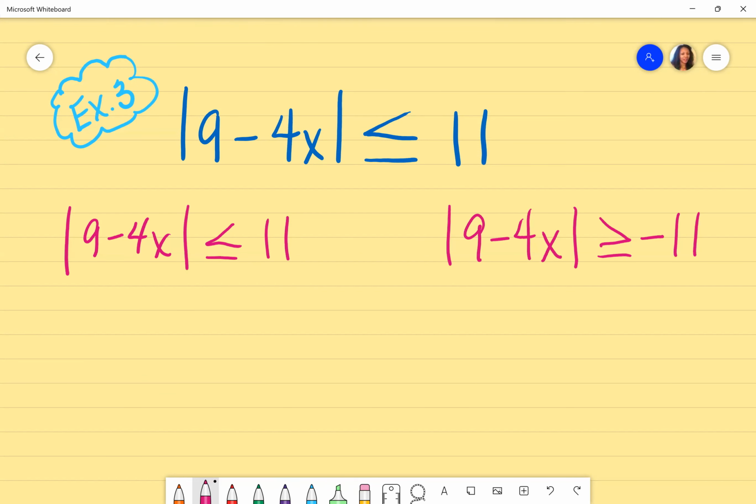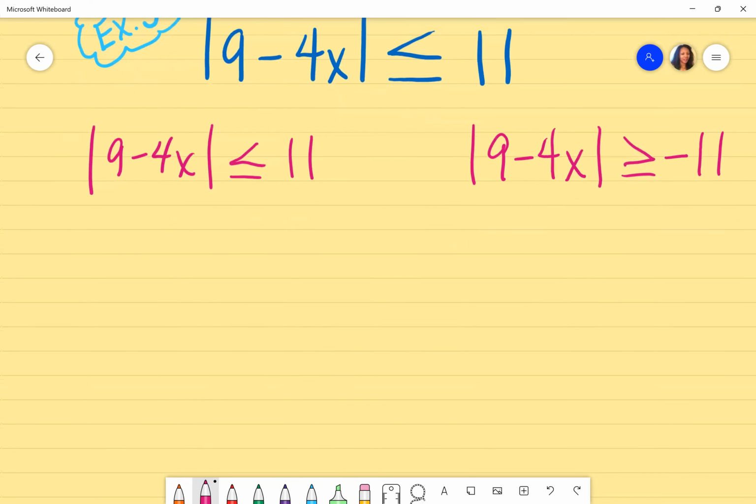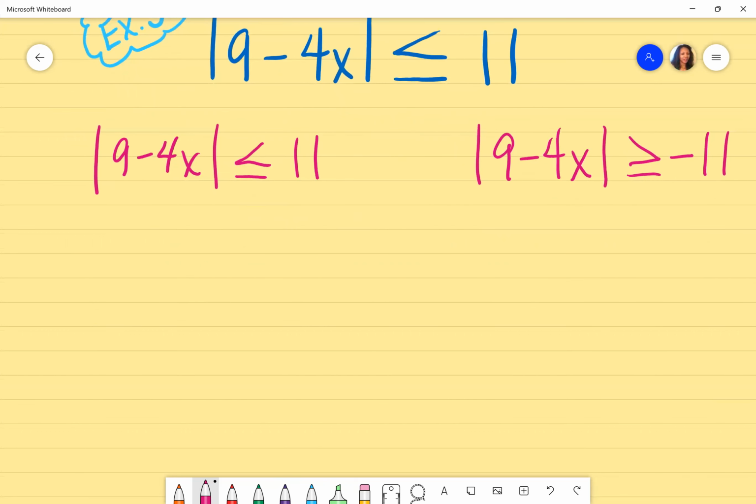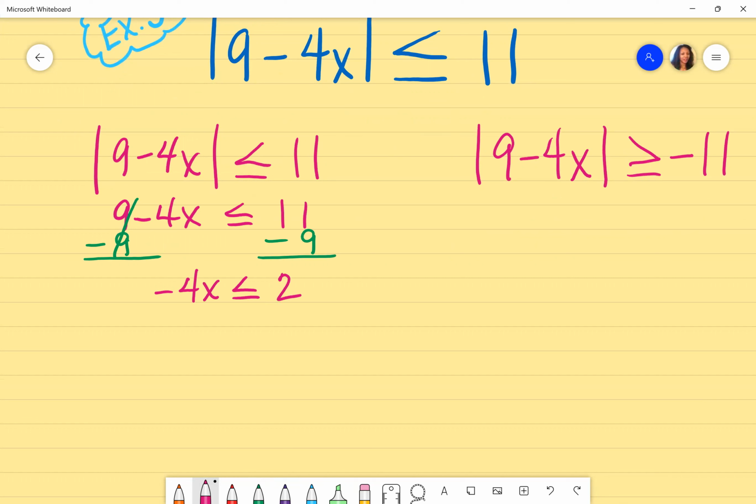Now I want to work through without the absolute value bars because it's already isolated. I can go ahead and drop them. 9 minus 4x is less than or equal to 11. And I'm going to do the same thing, start trying to dwindle away until I can get my x value by itself. And that is going to leave me with negative 4x is less than or equal to 11 minus 9, which is 2. And what's stopping x from being by itself?